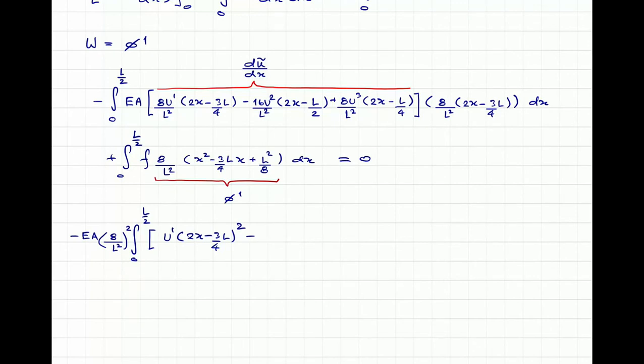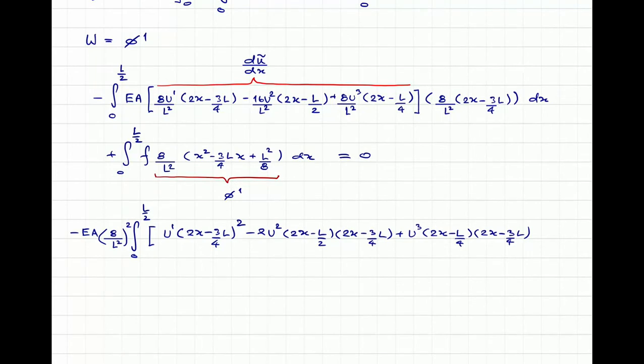And next, minus 2U2 to x minus L over 2 times 2x minus 3 quarter L, plus u3 2x minus L over 4 and 2x minus 3 quarter L. There you go. dx.